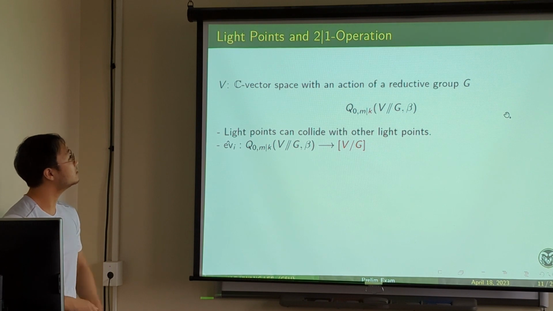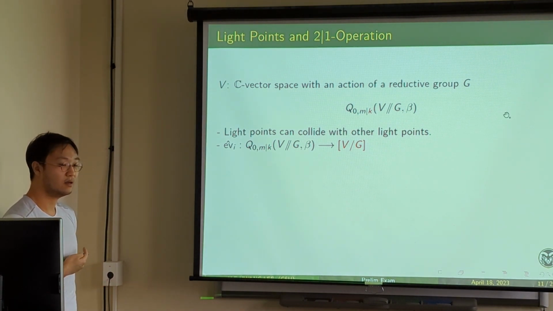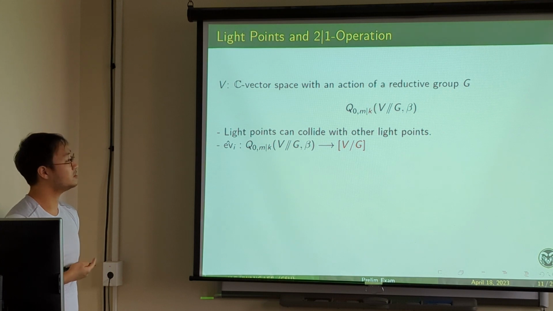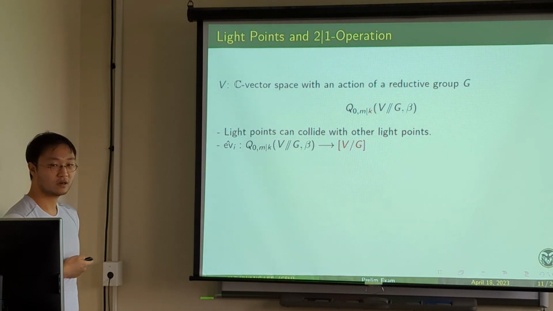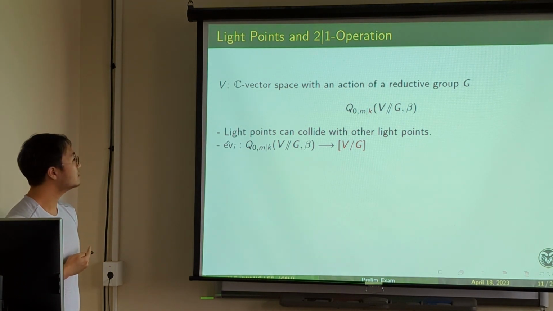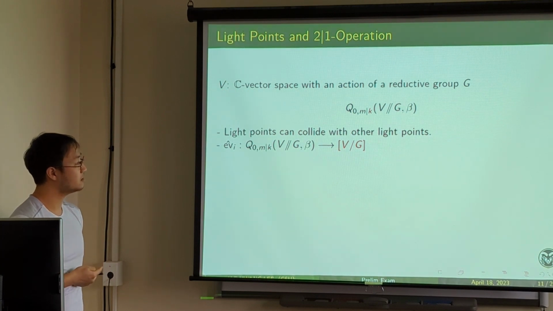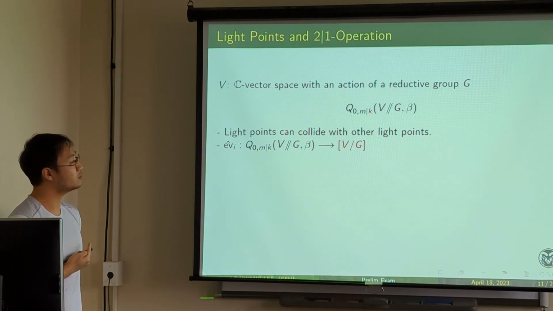So those were the tools to study enumerative geometry. Right now, we're going to put something for my work. So let's say V is a finite dimensional C vector space. Then there is a reductive group G acting on the vector space V. And in this case, I can take the GIT quotient after choosing a character of G. So that's this one, and this will be my target.